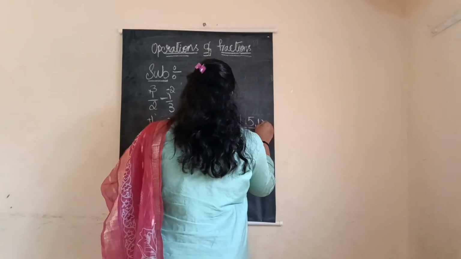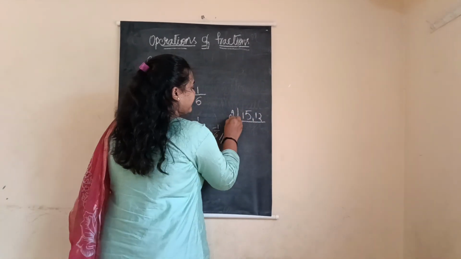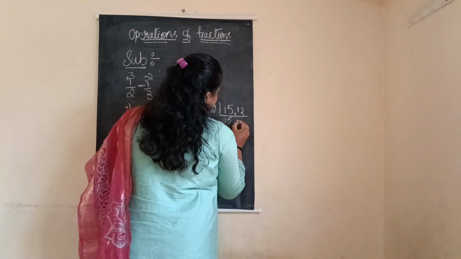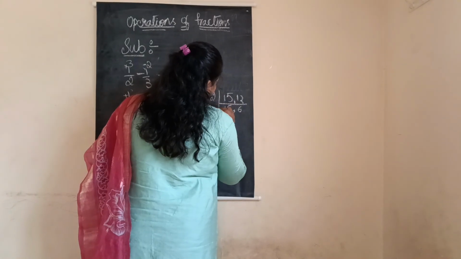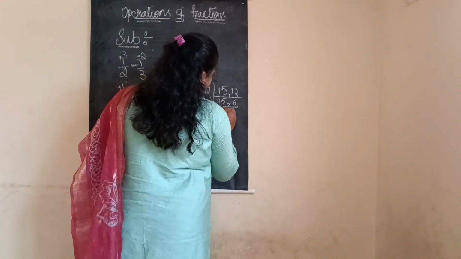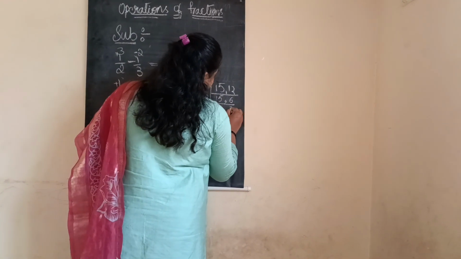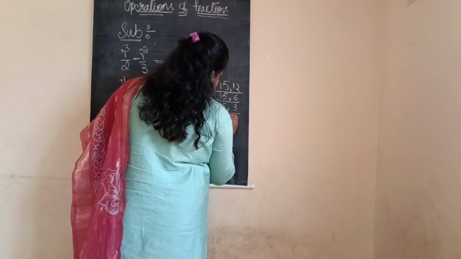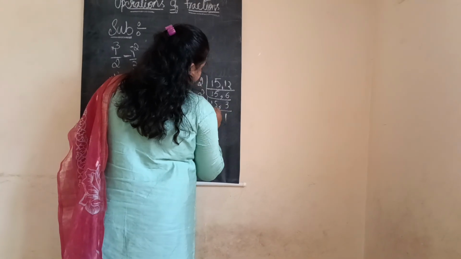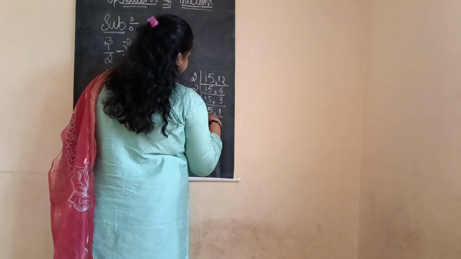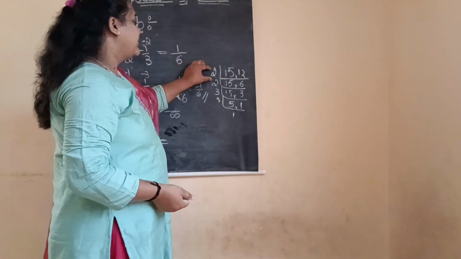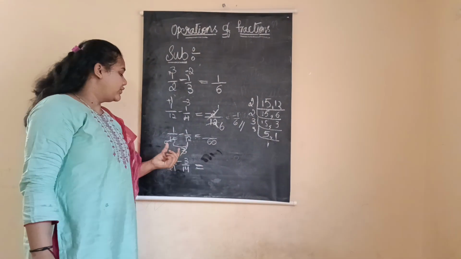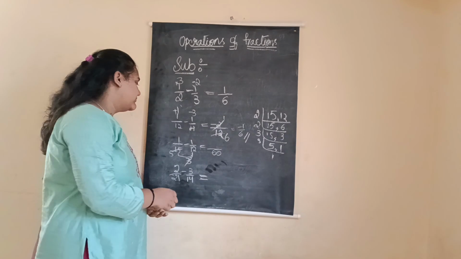15 and 12: we have to take the smallest prime number. 15 is an odd number, so 2 doesn't go. 2 6s are 12. Next we have to take 3. 3 5s are 15, 3 1s are 3, 5 1s are 5. 2 2s are 4, 4 3s are 12, 12 5s are 60. I have told it in a very easy and simple form.